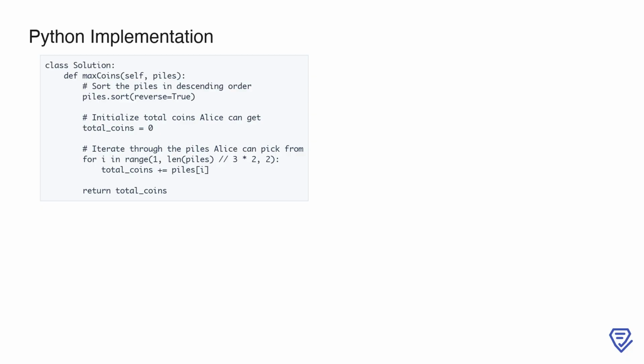3. Skipping every third pile. By iterating over the indices where Alice's coins are located, every second pile in the sorted list, starting at index 1, the total coins Alice collects are calculated.